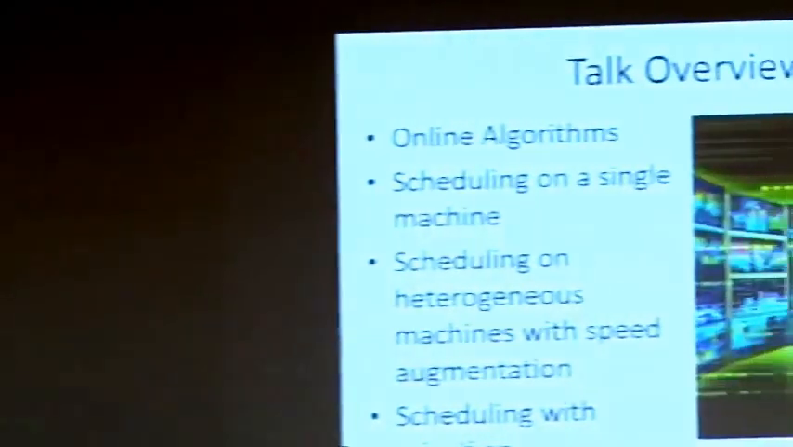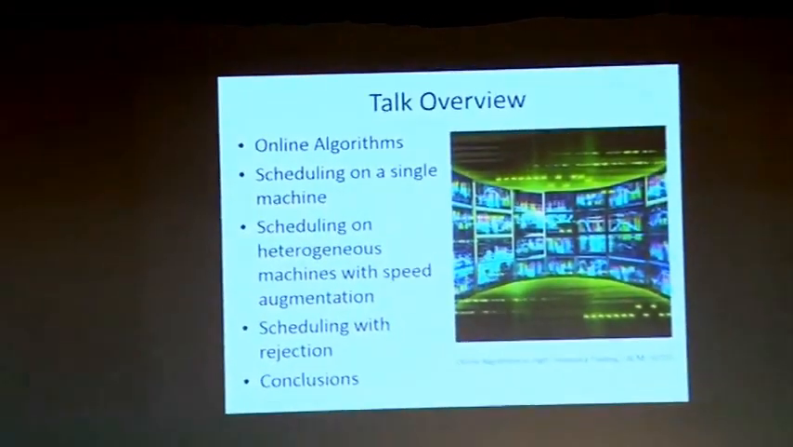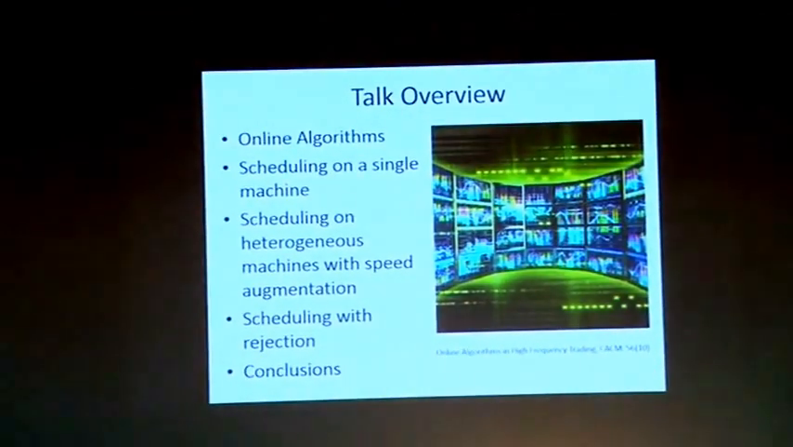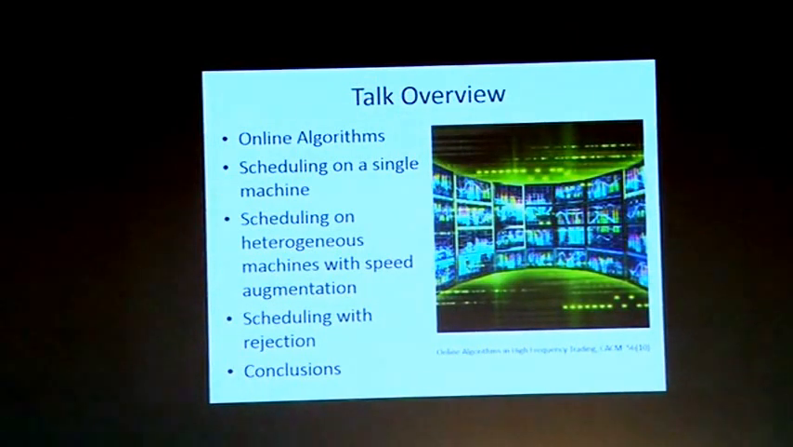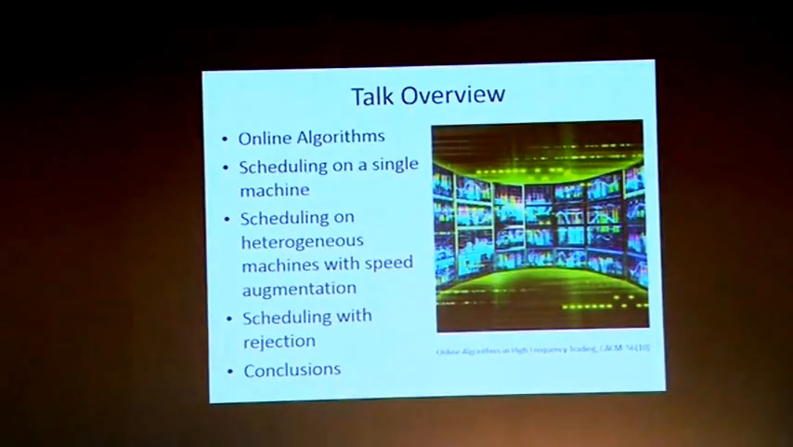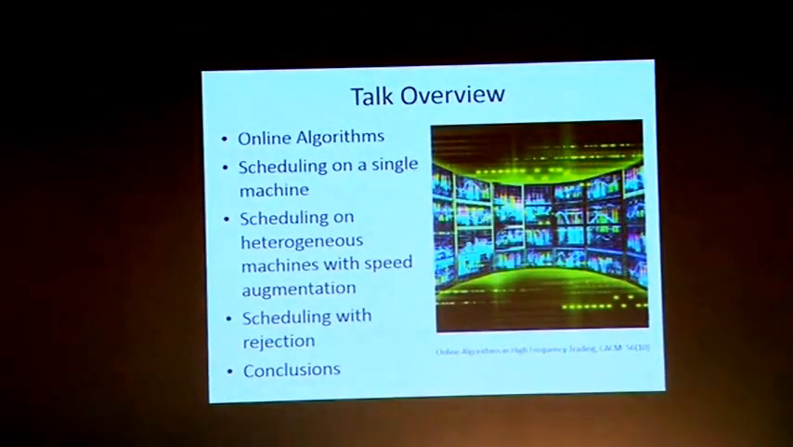So this is a quick overview, and I'll keep showing you a slide like this one at various points in the talk. I'm first going to talk about online algorithms, for those of you who do not know about that. And then we'll talk about scheduling on a single machine, scheduling on multiple machines, with speed augmentation, with rejection. And finally, I'll say something to conclude.